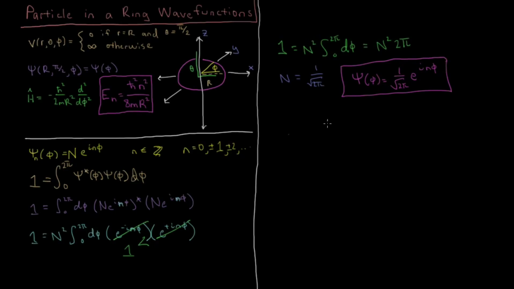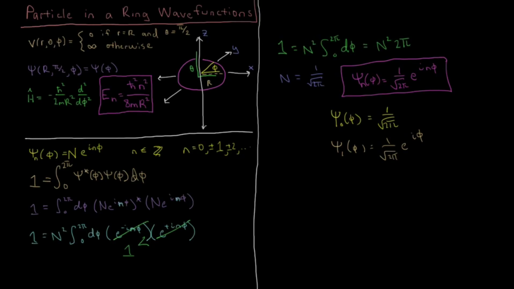Okay, so our psi 0 of phi is just going to be 1 over the square root of 2 pi. It's the same at all places in space. It doesn't vary as we go around the ring there. It's a constant function. Then we have psi 1 just being 1 over square root of 2 pi e to the i phi. So it varies once going around the circle. Then psi 2 varies twice. There's 2 periods of the function going around. Psi 3, 3 times, etc.